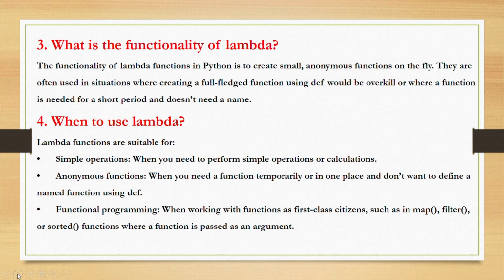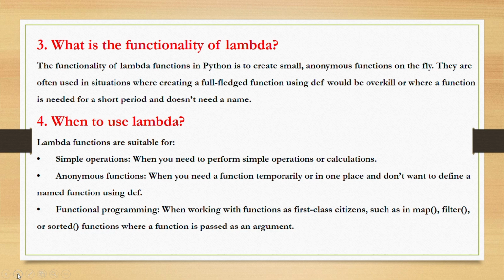The next one is, what's the functionality of the lambda? So the functionality of a lambda function in Python is to create small anonymous functions on the fly. You can just use them temporarily, create them on the fly to work with. They are often used in situations where creating a full-fledged function using def would be overkill. You get it, it means that it's too much. Or where a function is needed for a short period and doesn't need a name. You can just go with your lambda function, which is so beautiful to work with at a time.